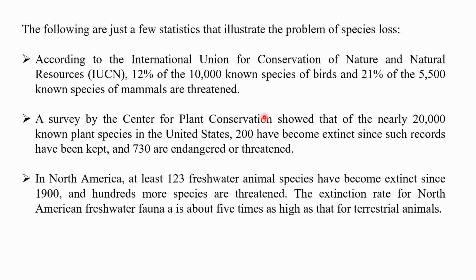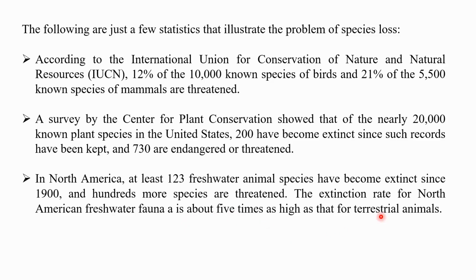A survey by the Center for Plant Conservation showed that of nearly 20,000 known plant species in the United States, 200 have become extinct since such records have been kept, and 730 are endangered or threatened. This is a very alarming situation where out of 20,000, almost 1,000 species are either on the verge of extinction or under threat. In North America, at least 123 freshwater animal species have become extinct since 1900 and hundreds more species are threatened. The extinction rate for North American freshwater fauna is about 5 times as high as that for terrestrial animals.